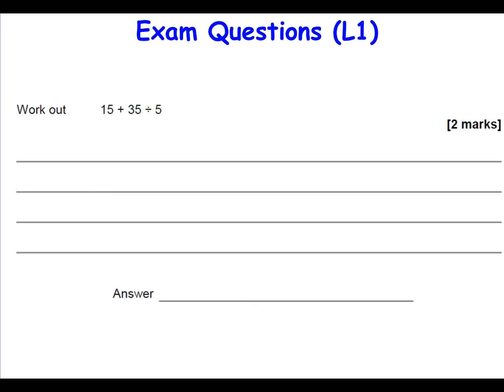Let's have a look at some exam questions. Here's a level 1 question. So we need to work out 15 plus 35 divided by 5. And this is worth 2 marks on a non-calculator exam. So we understand BIDMAS and that we have to do the division before the addition. So the first thing we do is the 35 divided by 5, which is 7. So 15 plus 7 equals 22.